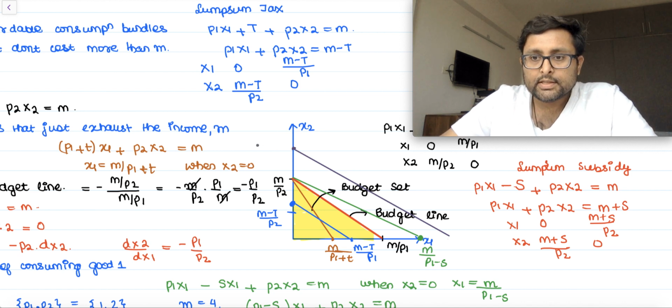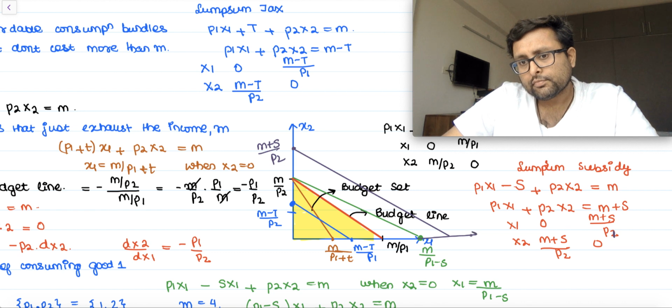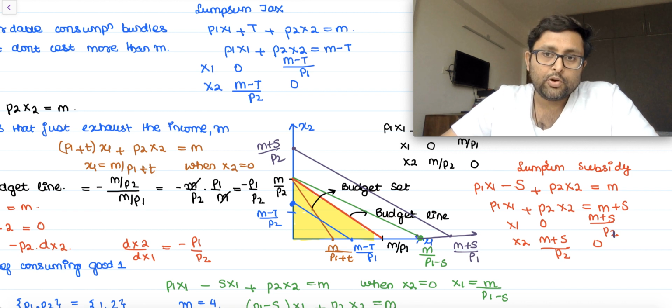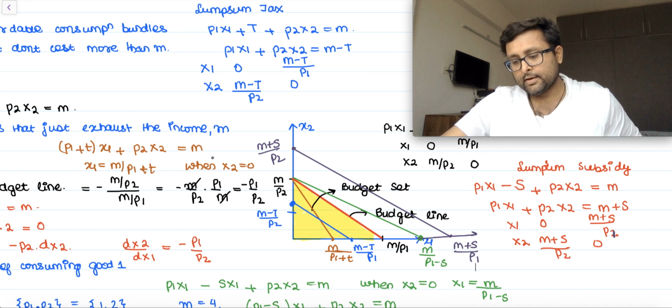So this is what? When x1 is 0, x2 is this thing. This is (M plus S) upon P2. This is (M plus S) upon P1. So this entire analysis is done just using this diagram, nothing else.